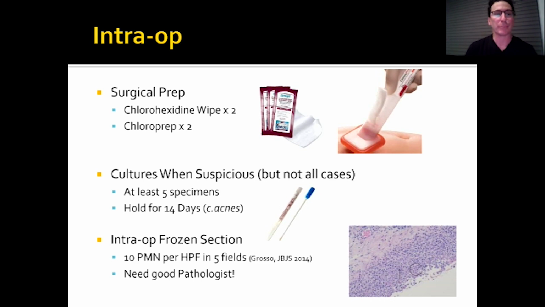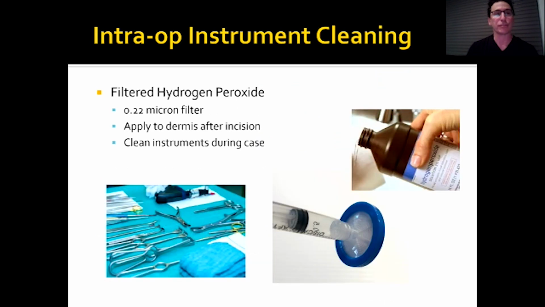I think you need a really good pathologist who understands what to look for, because you need 10 polymorphonuclear cells for each high-power field and find it in 5 fields in order to be suspicious.